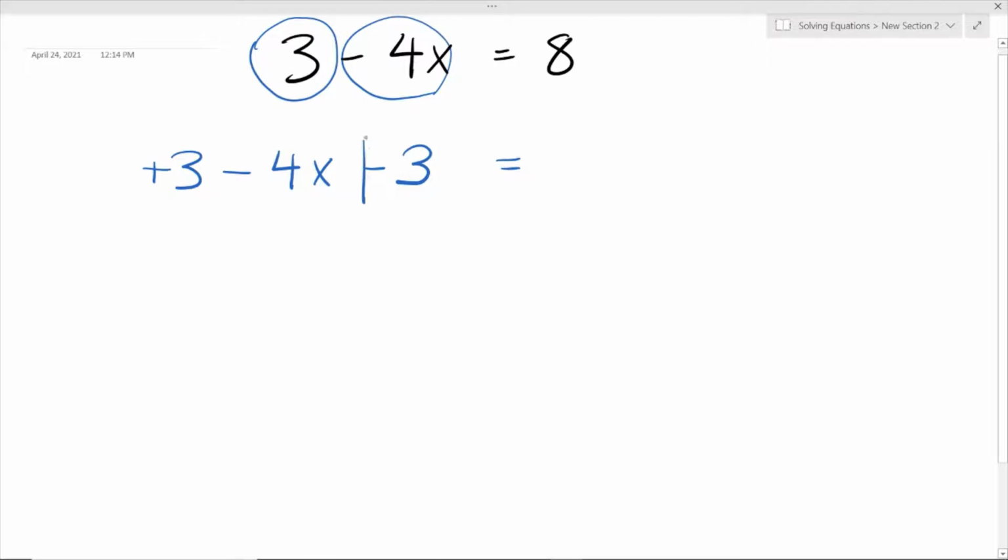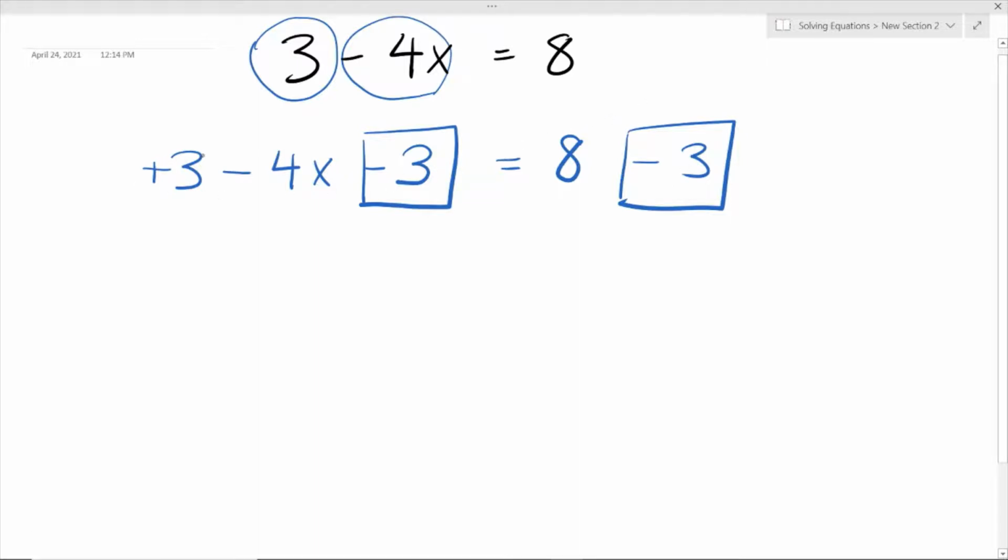Okay, so this is the new thing I did here. And so whatever I do on one side, I must do on the other side. So here I have 8. And then I have to do what I did on this side, which is subtract 3. So I'm going to do the same thing on the right side, right? I did the boxed thing on both sides. Because whatever I do on one side, I must do on the other side, because I have to balance the equation.